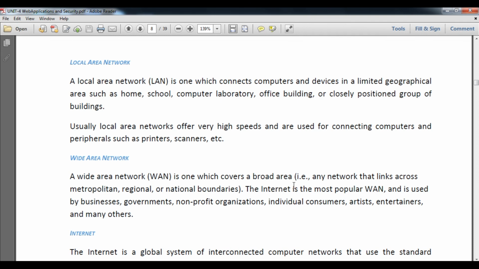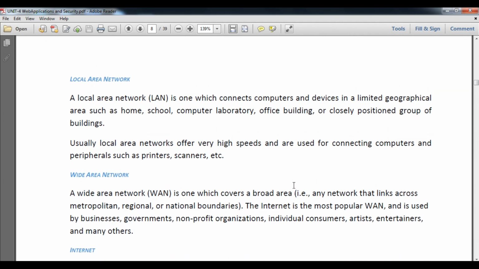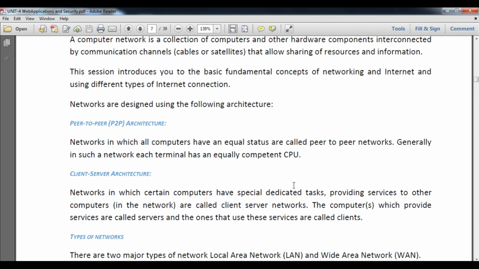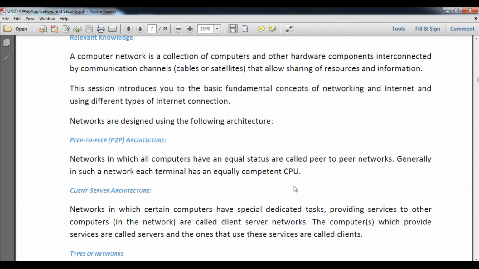So students, today we will cover up to local area and wide area networks. After this video, we will understand what is the internet, its functionality, and its major components.